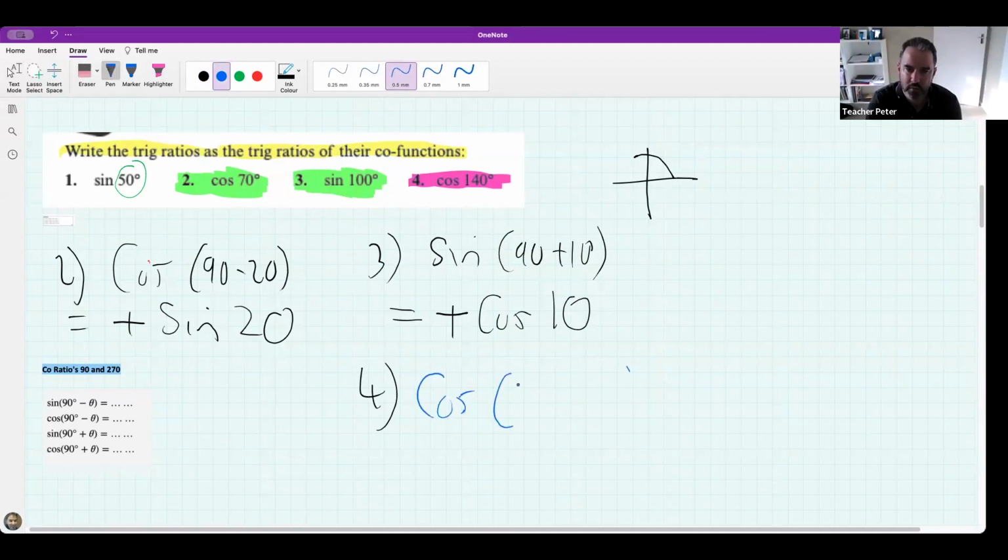I would probably say 90 plus 50. So I know it's 50 away from that vertical axis, but in quadrant number two, cos is in fact negative. So this has to be negative. When it starts life, it's negative. It has to stay negative if it's equivalent.